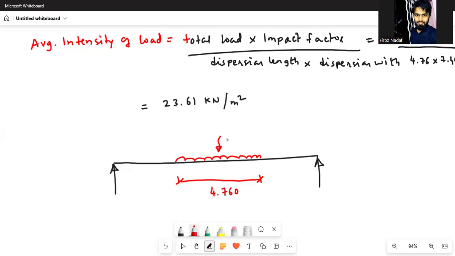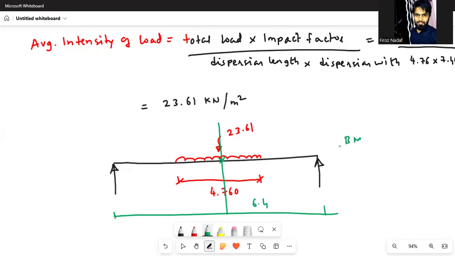The total distance of the UDL is nothing but the dispersion length, which is equal to 4.760, and the intensity of the load that we have is 23.61. The maximum bending moment will be at the center. The length of the beam is 6.4 meter. You first need to find the reactions, and then you have to find the bending moment at this particular point. So I will not go into that. Bending moment equal to 113 kilonewton meter. So this is bending moment due to live load.